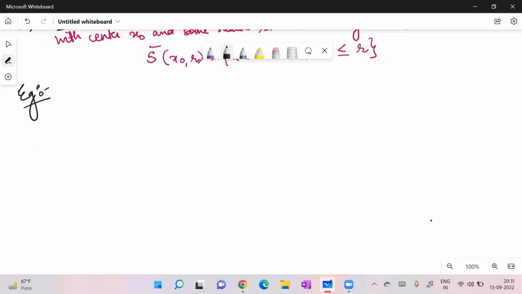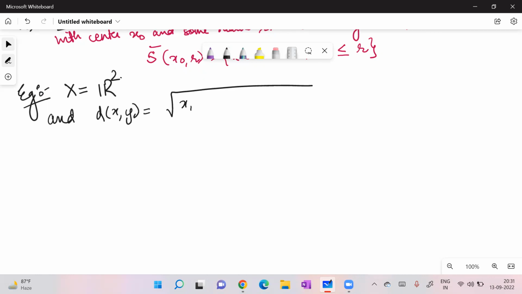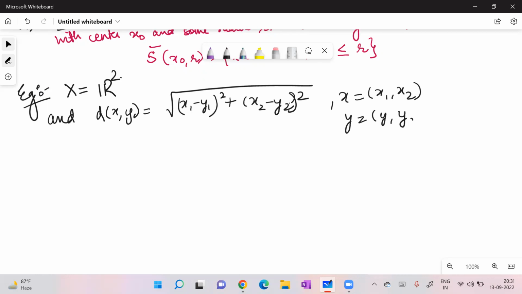Okay. So let's consider X is equal to R square and we are given the Euclidean metric d(x, y) equal to the square root of (x1 minus y1) whole square plus (x2 minus y2) whole square, where x is equal to (x1, x2) and y is equal to (y1, y2). This is the metric we are given and let's fix the center. Let's say fix the center at (0, 0) and radius is 1. Okay, so now we are constructing an open and closed ball.